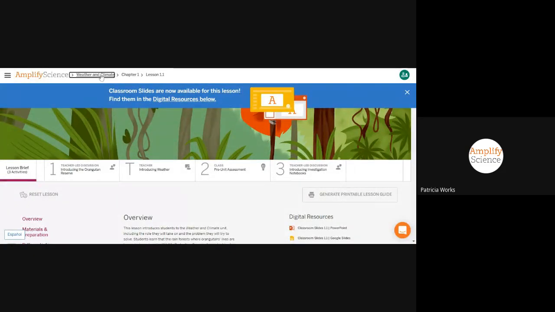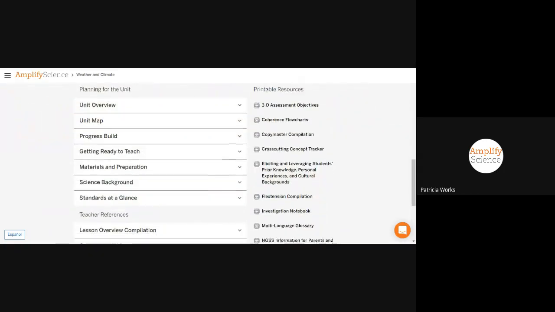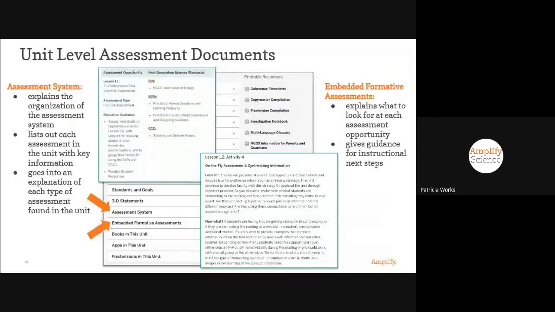So I'm going back using my breadcrumbs to the main unit page. I'm going to click jump down to unit guide. And then down here under teacher references, you see that assessment system document. And down below that, the embedded formative assessments. You're going to be going in there in just a minute and opening up those documents to use in the next section.